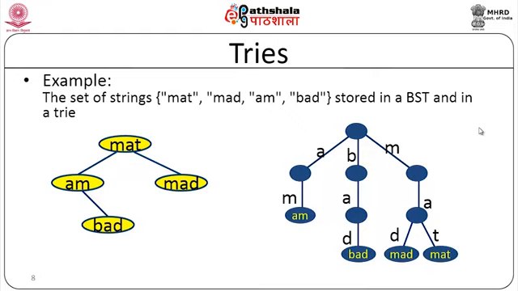We will see many examples, this is an example. Now, after B you have only A, and after BA you have only D. So, all these are single-branch nodes, and you have bad.